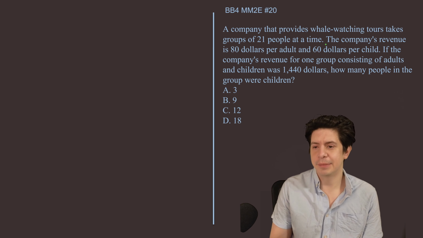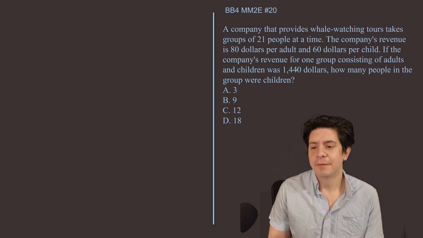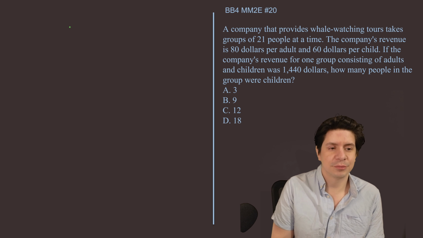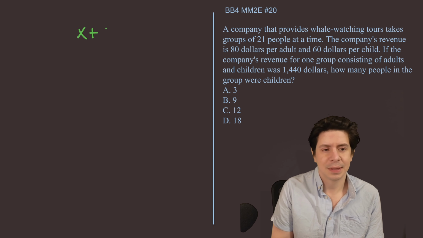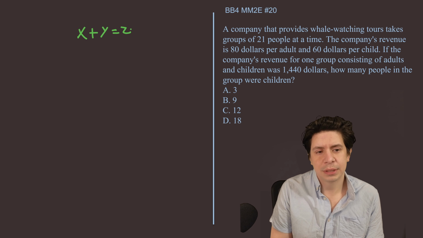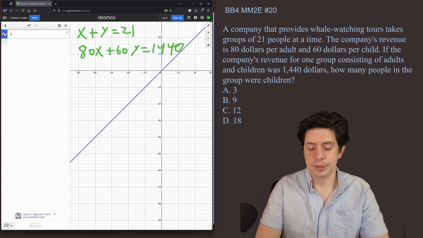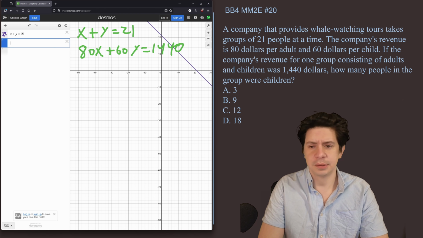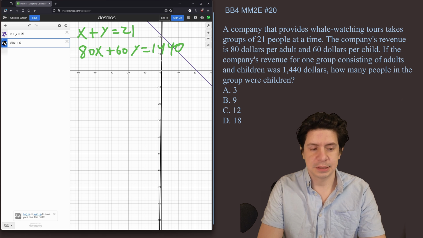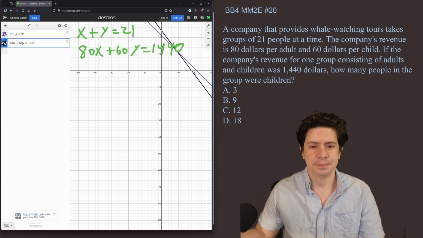21 people at a time. The company's revenue is $80 per adult and $60 per child for one group consisting of adults and children. So we have 21 people, so we could do x plus y equals 21. And we can also do 80x plus 60y equals 1440. And we don't need to solve these, we can just do them on Desmos. So it'll be x plus y equals 21, and 80x plus 60y equals 1440.